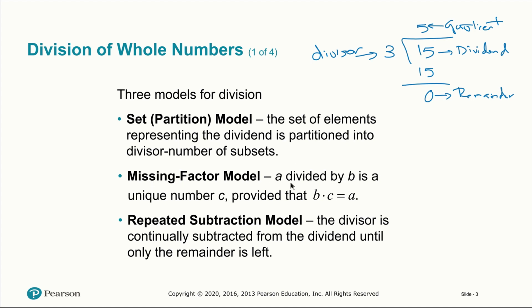The missing factor model basically says A divided by B is a unique number C as long as B times C equals A. Once again, we'll look at an example and that'll make total sense to you. And then the repeated subtraction model. This is in opposition to the multiplication, which we know is repeated addition, and that most people are comfortable with, but sometimes people get surprised when you tell them that division is nothing but repeated subtraction, and we'll see how that actually works out very soon.